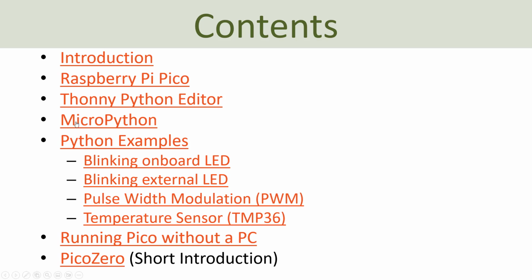Then an introduction to MicroPython. MicroPython is a small version of ordinary Python which is used on microcontrollers like the Raspberry Pi Pico. Then I will provide some Python examples. First I will use the LED that is on board on the Raspberry Pi hardware. Then I will connect an external LED. Then we will use pulse width modulation, and then I will connect and use and read data from an external temperature sensor. In this tutorial I will use a temperature sensor called temp36. Then I will show you how you can run the Pico without having a PC connected, and then finally a short introduction to something called Pico Zero.